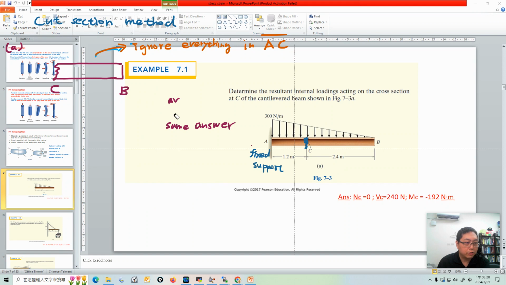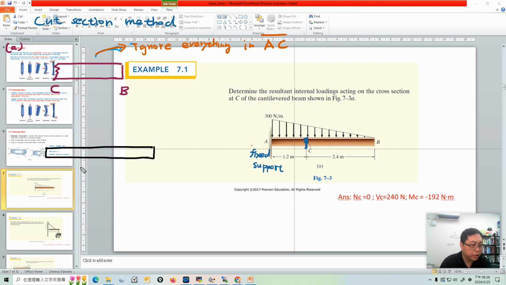So we focus on the CB section. Let me draw the picture one more time. If you use the CB section to do the calculation, here is the CB section, and we still have the distributed load here. And this section we mark with a zigzag line. Here, first of all, if you cut at this section C.